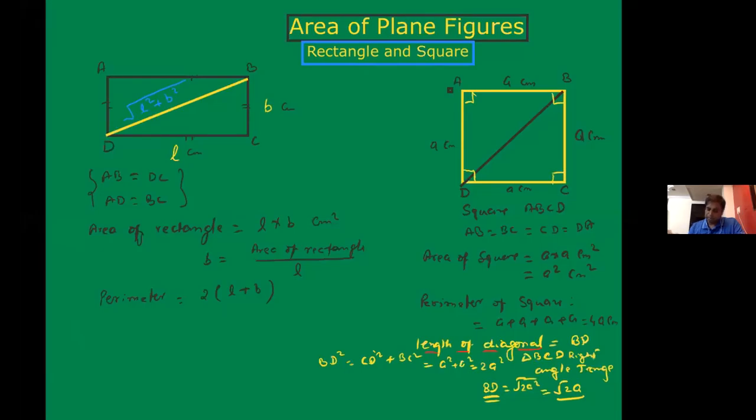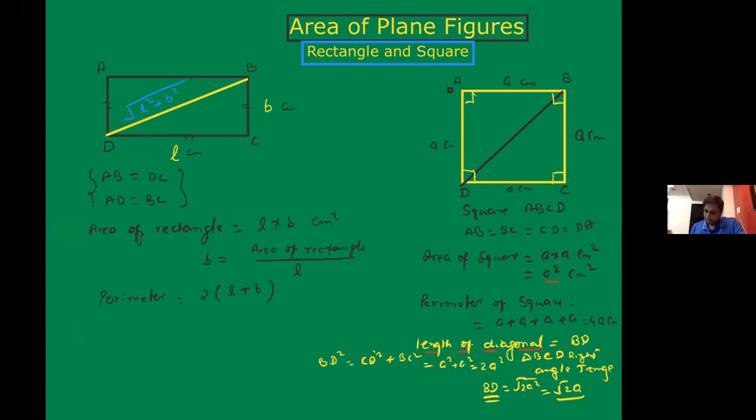So now we have found the area of the square is length into breadth. Length is a and breadth is a, so it will be a square. Perimeter of the square is the sum of the lengths of all the sides, that is AB length plus BC length plus CD length plus DA length. So it will be 4 times a centimeter.